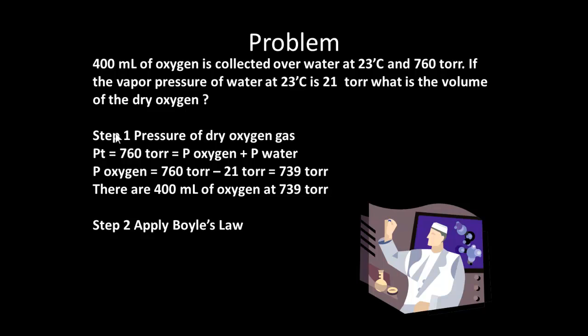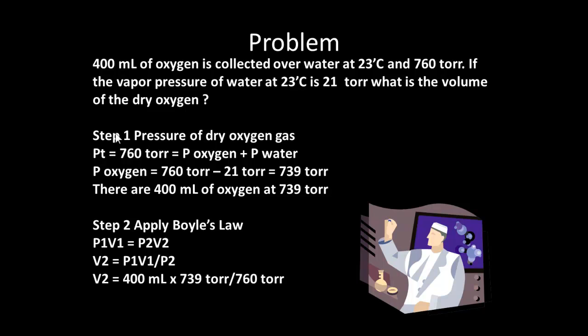Okay, apply Boyle's law to that. In other words, P1V1 is equal to P2V2. We're looking for the volume V2. So V2 is P1 multiplied by V1 divided by P2, or 400 multiplied by 739 divided by 760. The torrs cancel out and we're going to be left with millilitres, and the answer is 389 millilitres. So in other words, because there's a partial pressure for water, we haven't actually got 400 mLs of oxygen, we've only got 389.